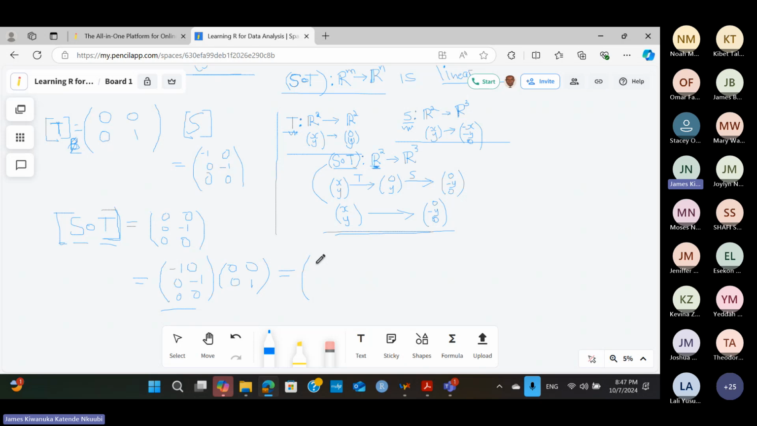So is this 0? And 0, is that correct? This is 0 and -1, which is exactly the same as the matrix we got for the composition of S and T. Is that okay?